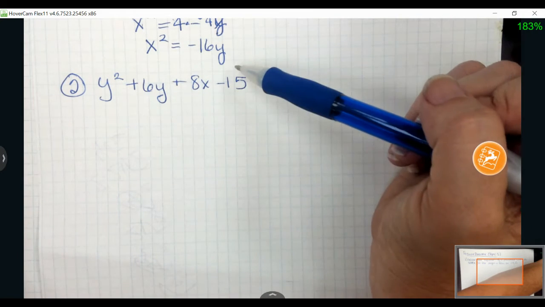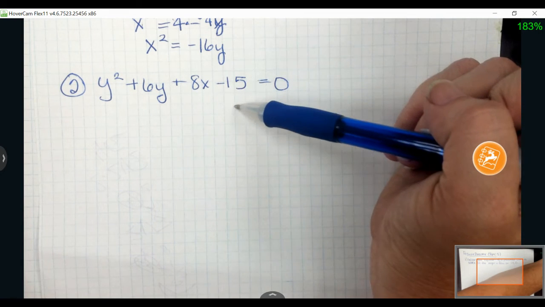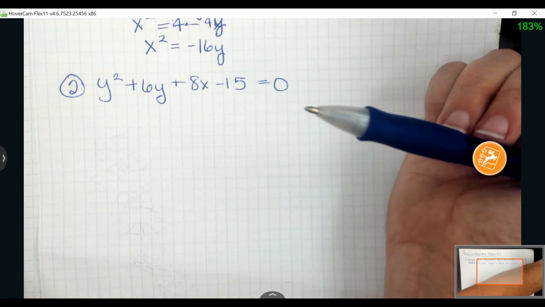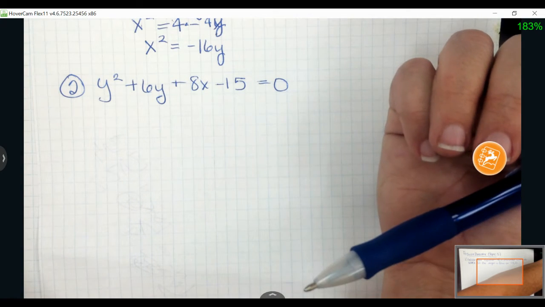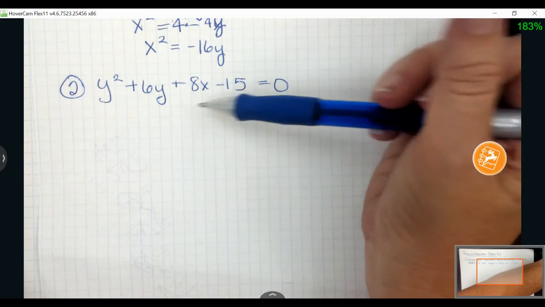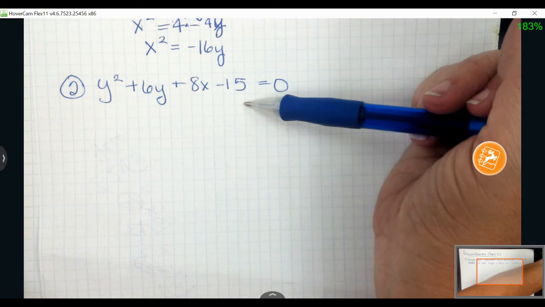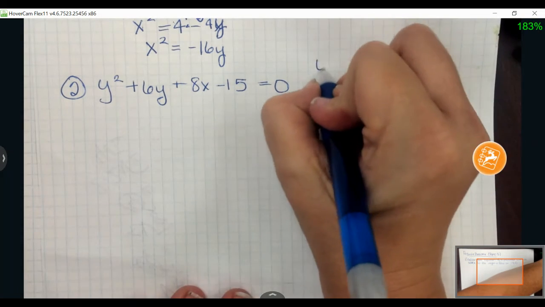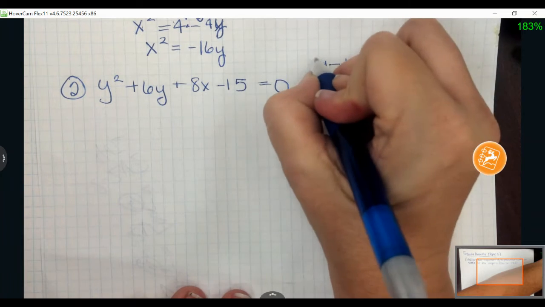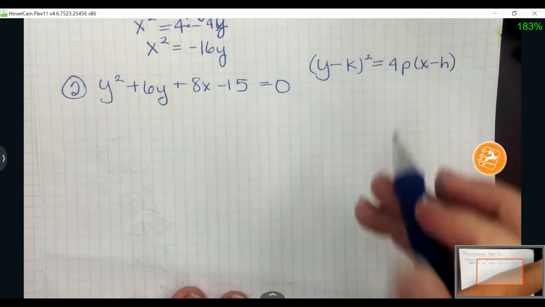Now, if it was already written so that it goes up or down, it might work just as well for you to put it in standard form, solve for y, and then find the vertex. Since this is a left or right parabola, and we don't have as much experience manipulating those, this is a good time to try to complete the square, keeping in mind that what we want is y minus k squared equals 4p times x minus h ultimately.